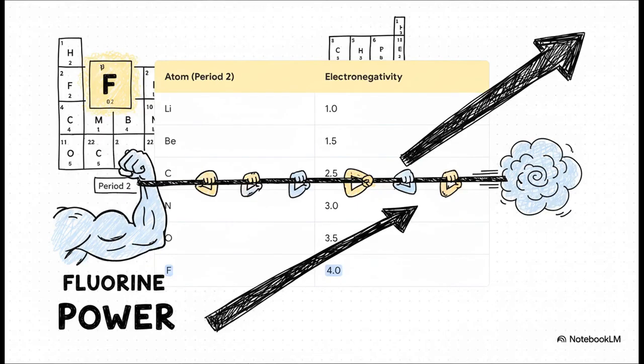So, who is the undisputed champion, the Bahubali of this electron tug-of-war? It is fluorine. A scientist named Linus Pauling gave it the highest score possible on his scale, a perfect 4.0. As you can see from the table, this power to pull electrons generally increases as you move from left to right across a period.